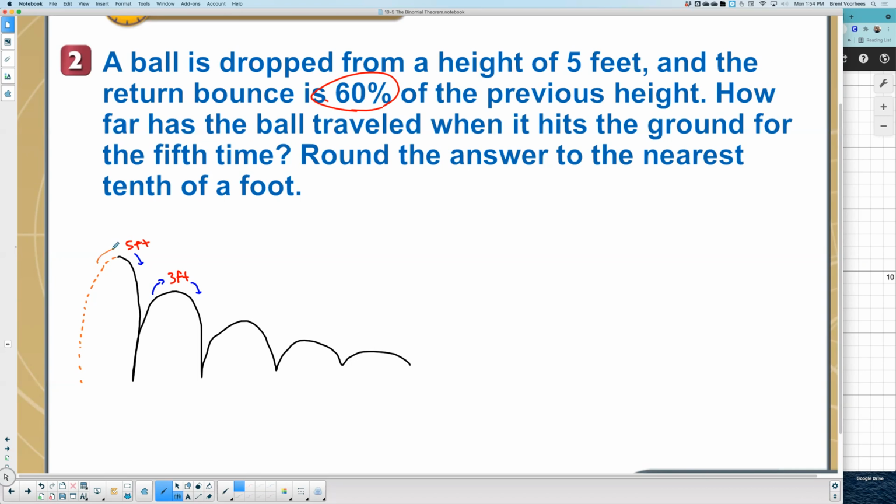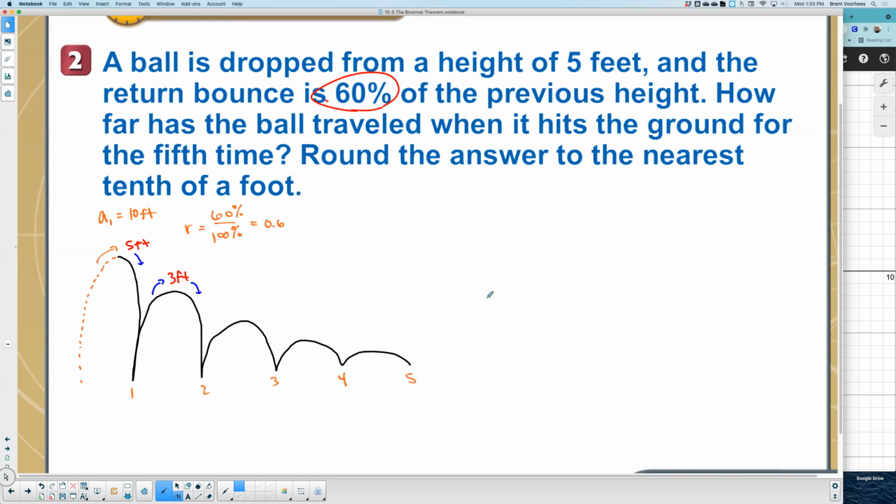No, now it's going to go up 5 and down 5. So what's that number going to be? We're going to say that the first term is 10 feet. The ratio, what's our ratio as a decimal? 60%, if you divide out the percentage symbol by dividing by 100%, you get 0.6. And we're going to have 5 bounces: 1, 2, 3, 4, and 5.